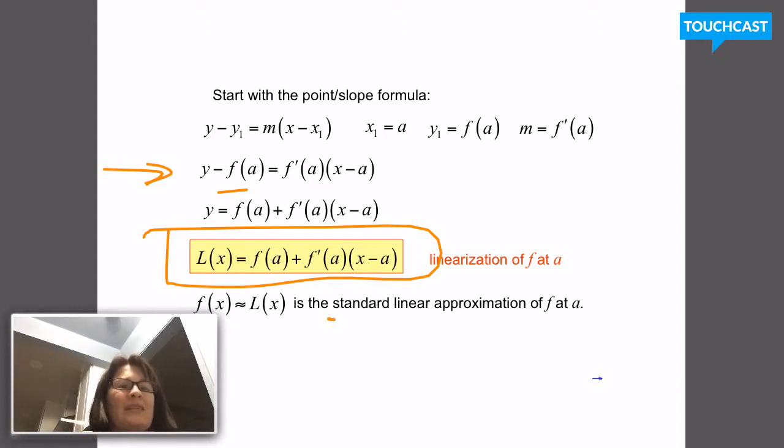And here, we call it the standard linear approximation of f at a, just because you could use a bunch of different lines to approximate functions in different places, but the best approximation is going to be the one that's the tangent line approximation, so the tangent line formula with the y isolated.